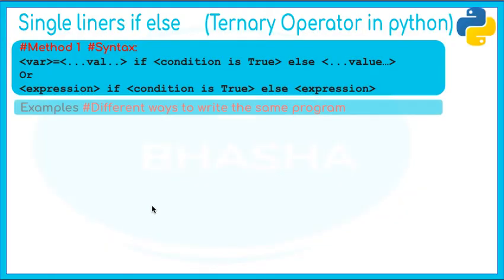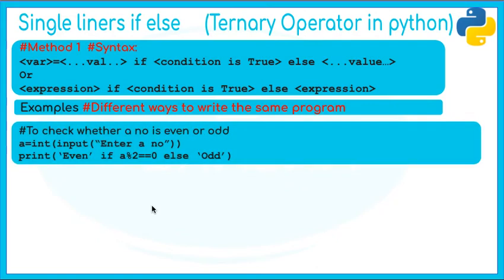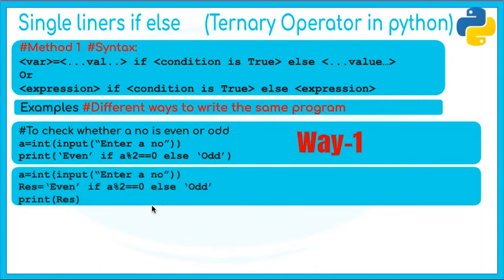So there are different ways to write the same program. This is what I've just done with you. I've used a single print statement. That's the first way. I can use another variable, and that's the second way.